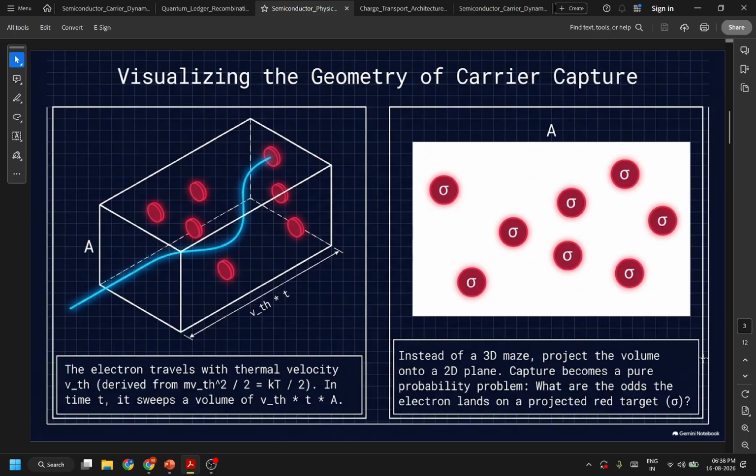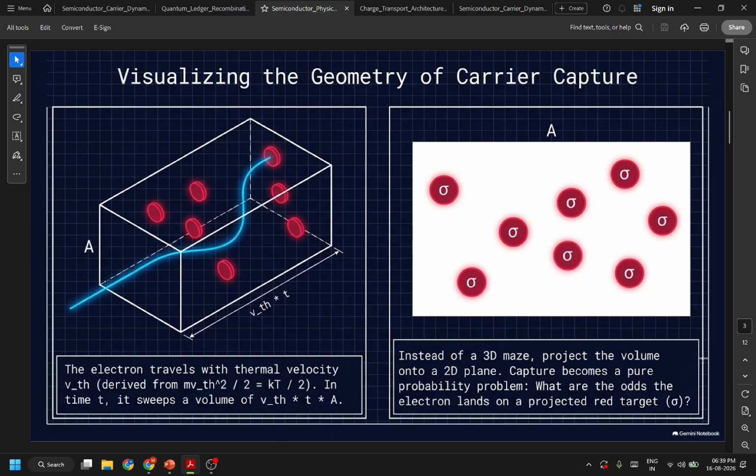So, visualizing the geometry of carrier capture. The electron travels with thermal velocity Vth, which is derived from m Vth squared by 2 equals kT by 2. So in time t, it sweeps a volume of Vth into t into A. So instead of a 3D maze, we can project the volume on a 2D plane.